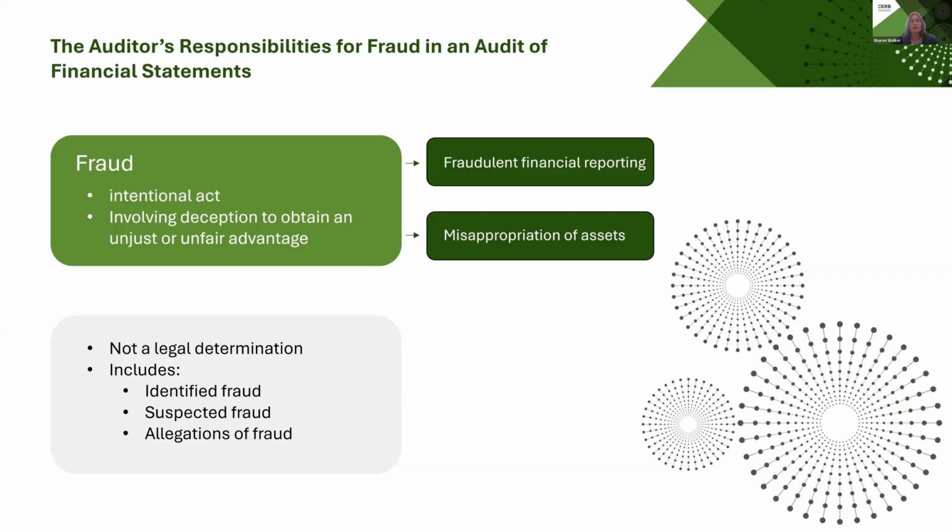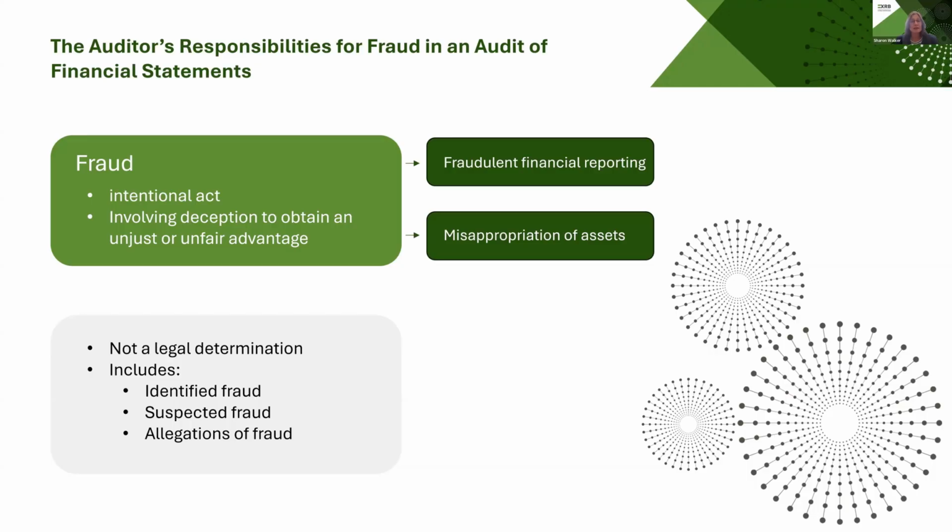Fraud is defined as an intentional act involving deception to obtain an unjust or unfair advantage. It occurs when there is incentive or pressure to commit fraud, there is opportunity, and there's rationalisation of the act. So fraud includes misappropriation of assets, so theft, as well as fraudulent financial reporting, so intentional misstatements or omissions of amounts or disclosures in your financial statements.